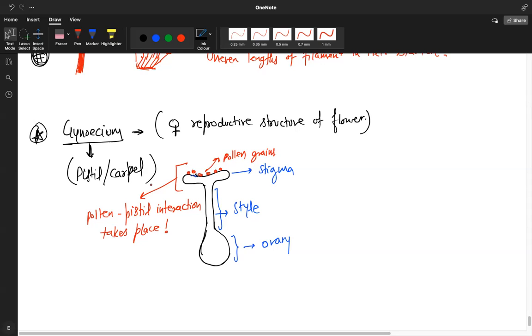So you mean, let's say if I give an example, if a mango plant's pollen fall on the stigma of a guava, what do you think is going to happen now? A hybrid of a mango and a guava will be produced? Yes or no?